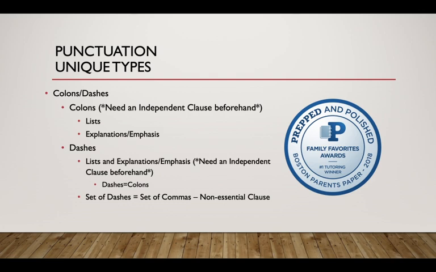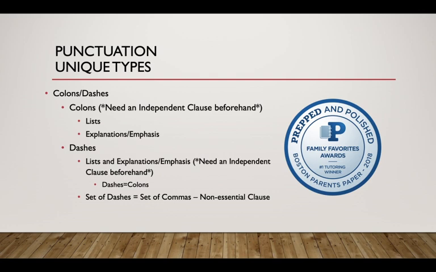And we have a set of commas, if you were in on last week's live stream or if you've watched the video, that's when we have it act as a non-essential clause. So my joke is a set of dashes equals a set of commas: no dash-comma, no comma-dash. They don't really like hybrids or inconsistencies on either the ACT or SAT. They love their parallel structure. That's why it's a set.